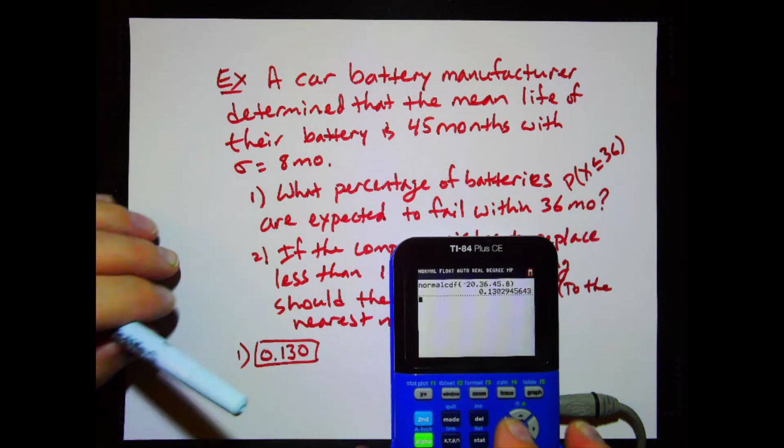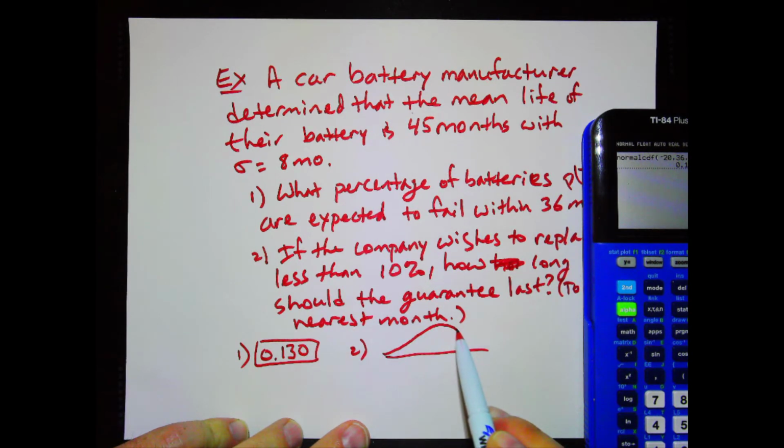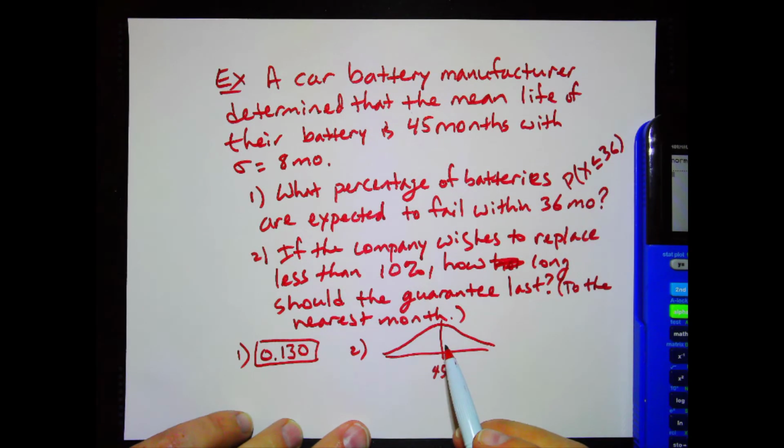Now, for number 2, we want to determine where to place the guarantee, given that the mean is at 45 months, so that only 10% of the area, only 10%, will fail.